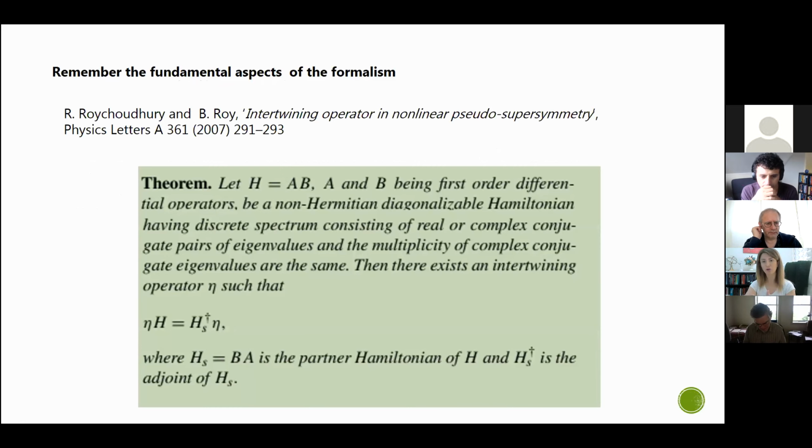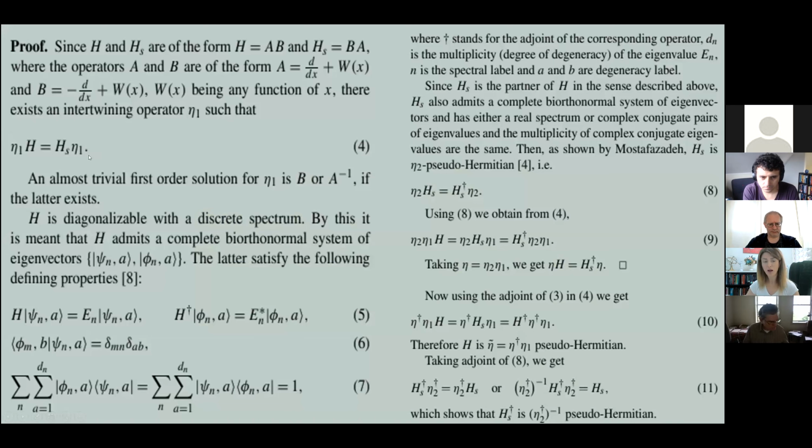So in order to continue with the intertwining operator, using eta operator as intertwining operator in the pseudo-supersymmetric, I just want to remember the two Hamiltonians which are given as a product of these two operators A and B. So there is such a relationship between them. So this Hamiltonian is partner of that Hamiltonian. So in here, first of all, if you give these operators as first order differential operators, and B is the adjoint of this operator, there is such a relationship which is the intertwining relation.